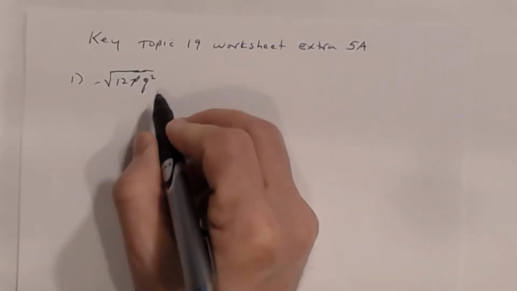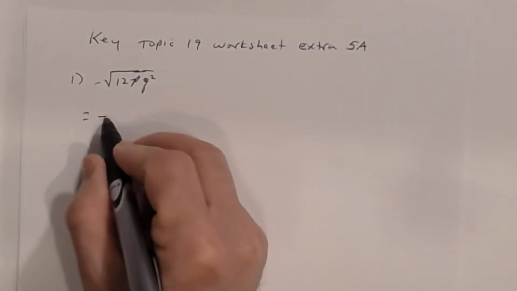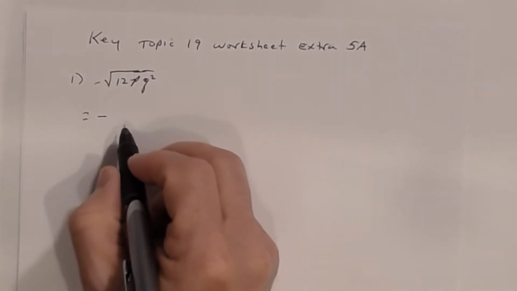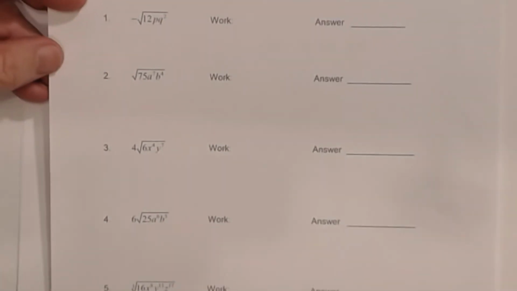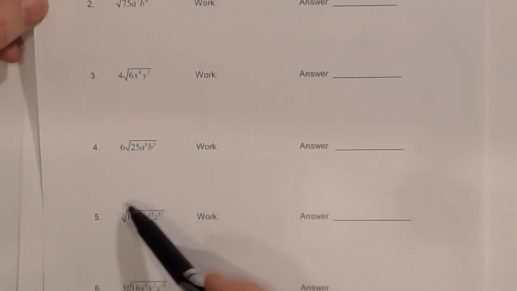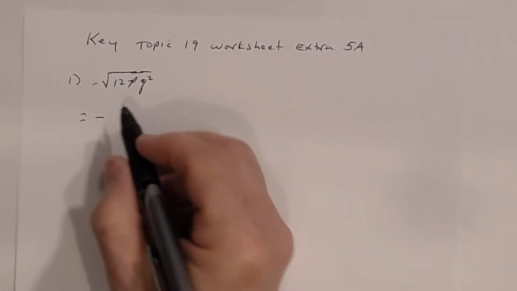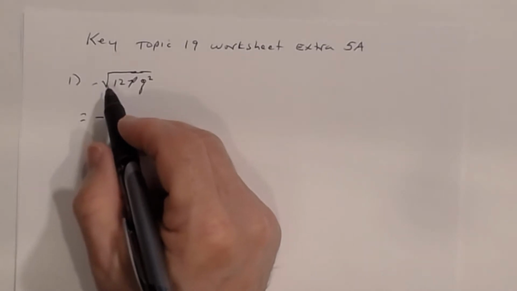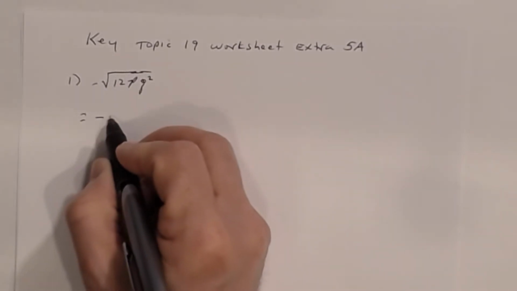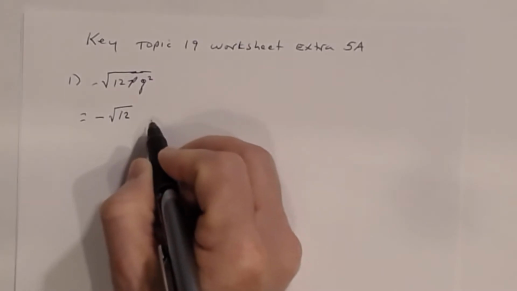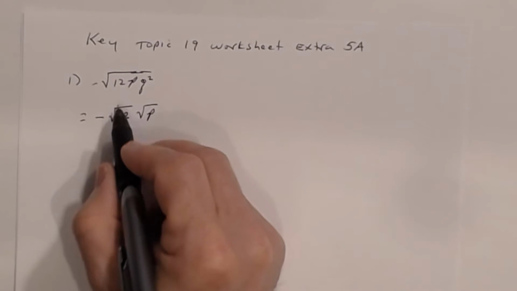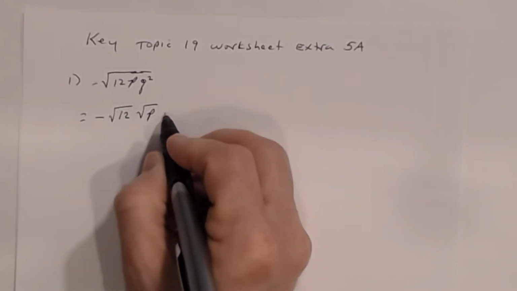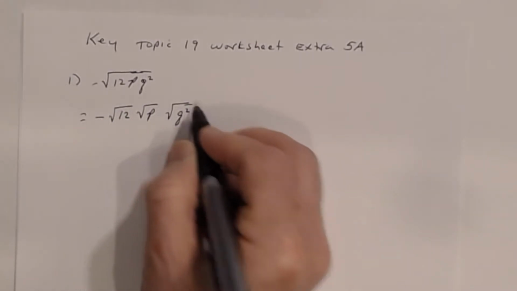Now, what you may want to do is to rewrite this using the product rule for radicals. In these problems, for the most part, you're dealing with square roots, and there is a cube root and a fourth root. But the property for radicals says that if you have a square root of a product, then you can rewrite this as the product of each individual square root. And so I can rewrite this as the square root of 12 times the square root of p times the square root of q squared.